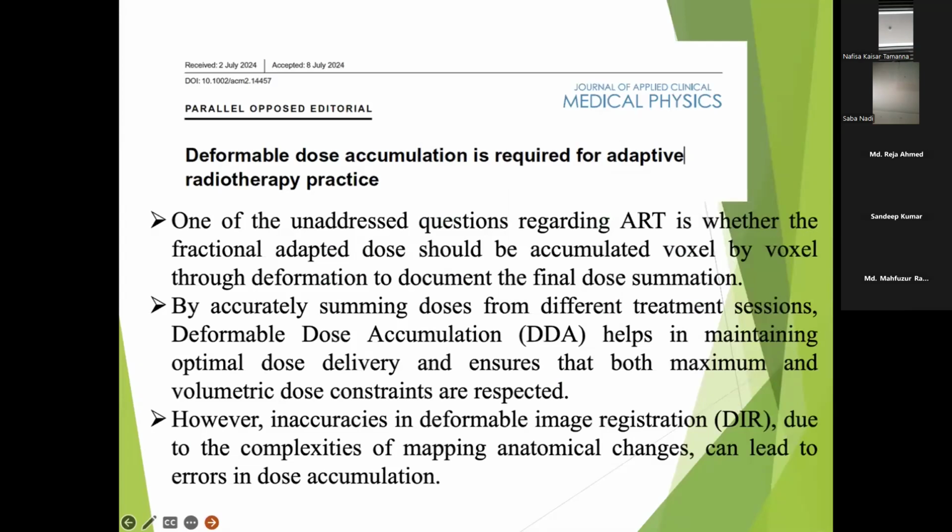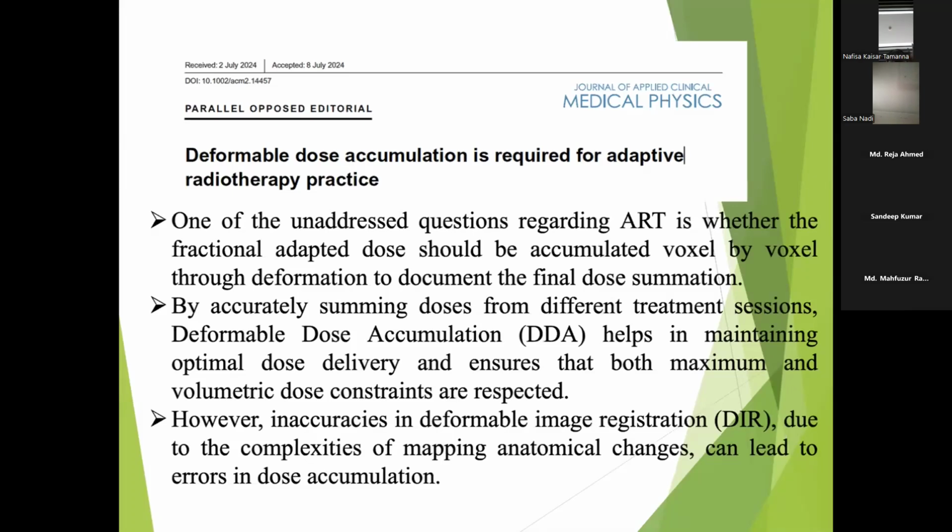There's an editorial published in the Journal of Applied Clinical Medical Physics in 2024, which has the points and counterpoints about deformable dose accumulation for adaptive radiotherapy practices. If I read, it says one of the unaddressed questions regarding adaptive radiotherapy is whether the fractional adapted dose should be accumulated voxel by voxel through deformation to document the final dose submission.